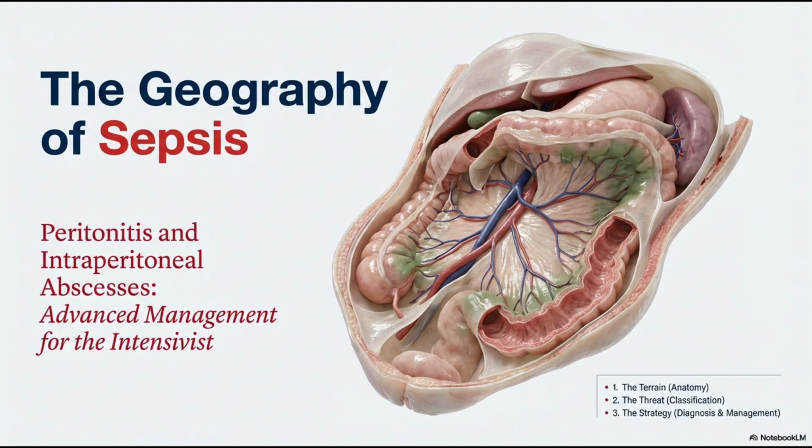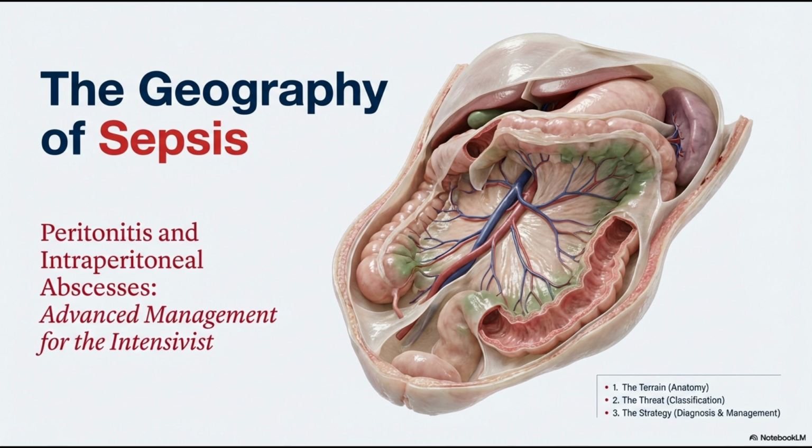It really is. And rightly so, because the topic today isn't just abdominal pain or a bit of sepsis. It's the concept of the hostile abdomen. We're talking about peritonitis, deep space abscesses, and the absolute physiological catastrophe that happens when the peritoneal cavity, which is usually just a potential space, decides to become a shock organ.